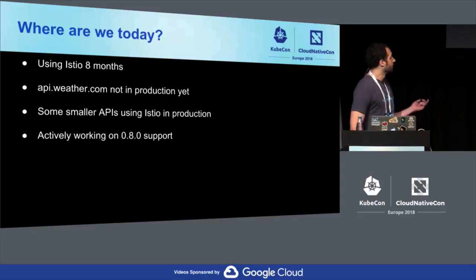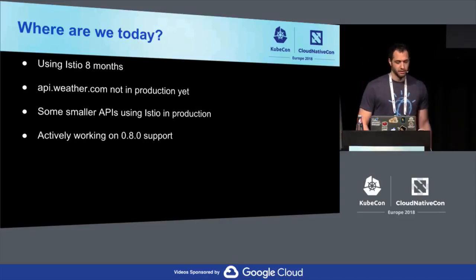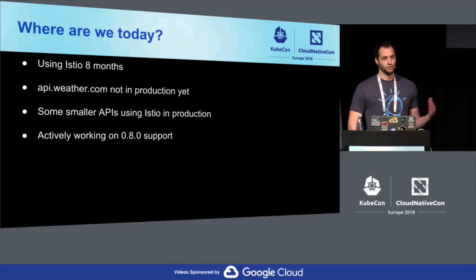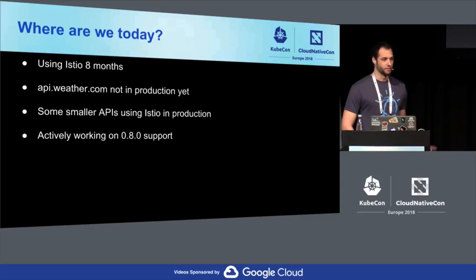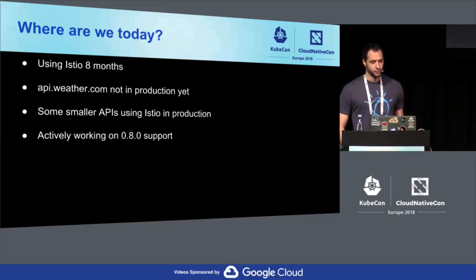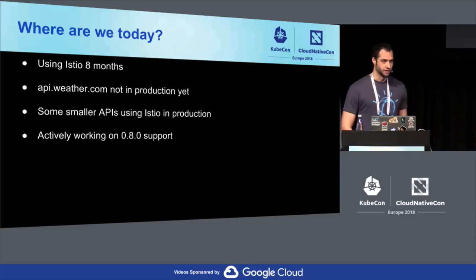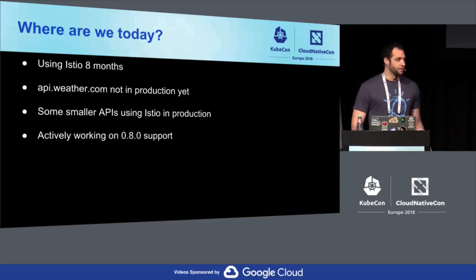We do run some smaller APIs though with Istio in production, and that's been really beneficial in working with Istio in a production-like environment and understanding how it works and some of the quirks that might need to be ironed out. You treat things a little bit different if it's in production. So we run the 0.7.1 version in production for these small APIs, and we're actively working with the Istio community on the 0.8 support.